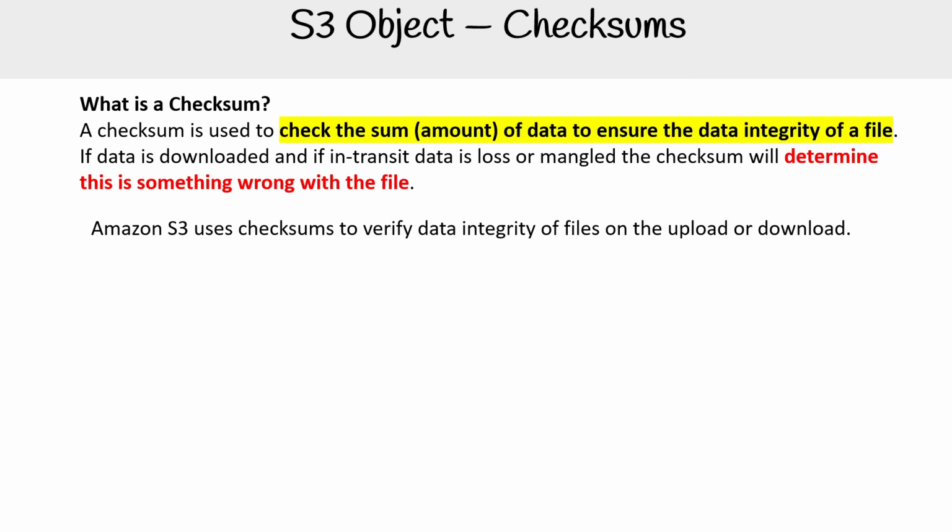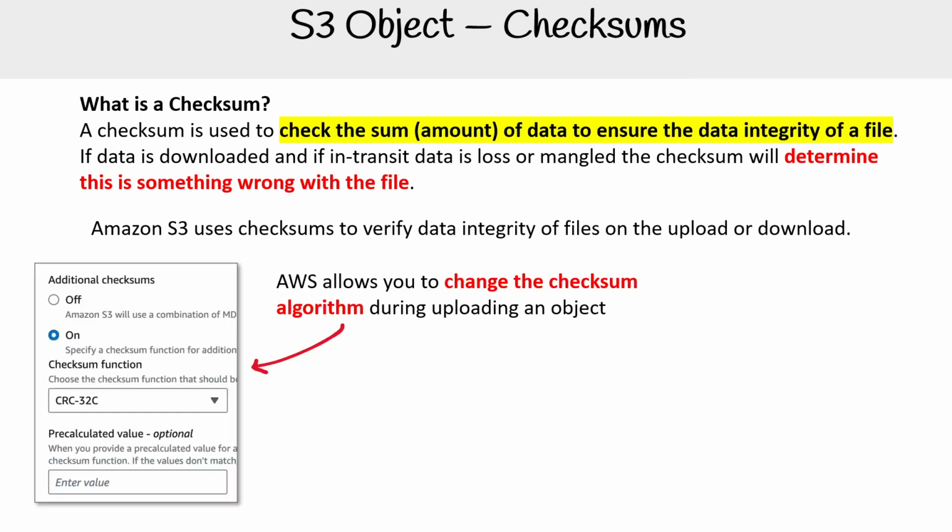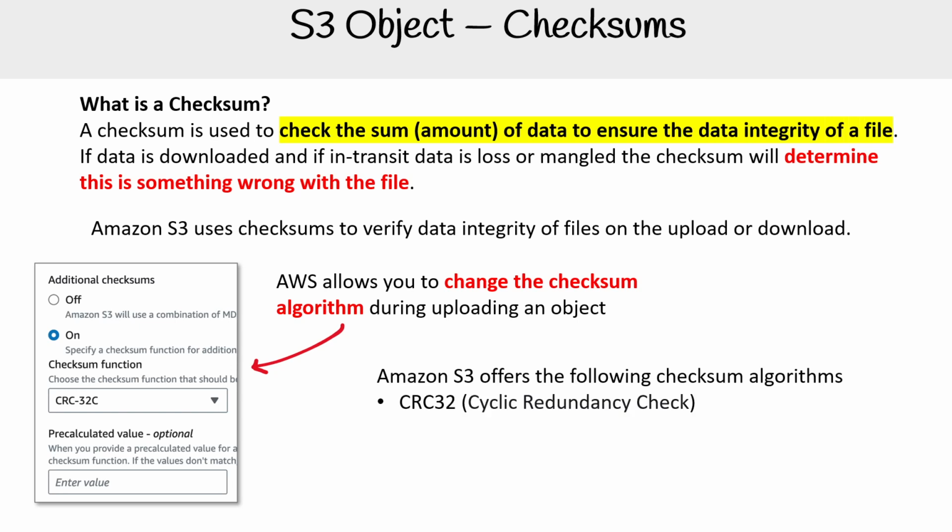Amazon S3 uses checksums to verify data integrity of files on the upload or download, and AWS allows you to change the checksum algorithm because you can use different algorithms depending on what your use case is. And the ones that we have available to us is CRC32, CRC32C, SHA-1, and SHA-256.